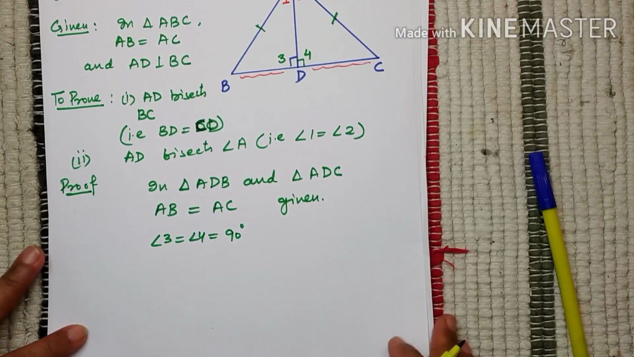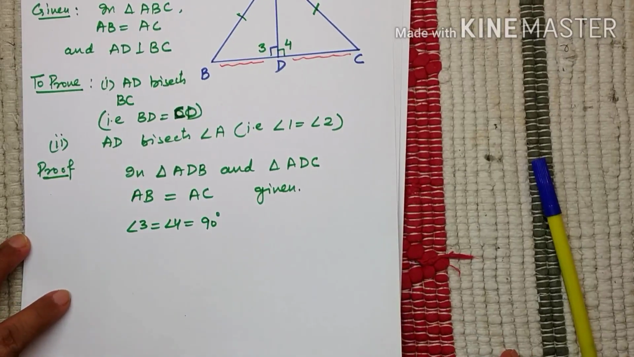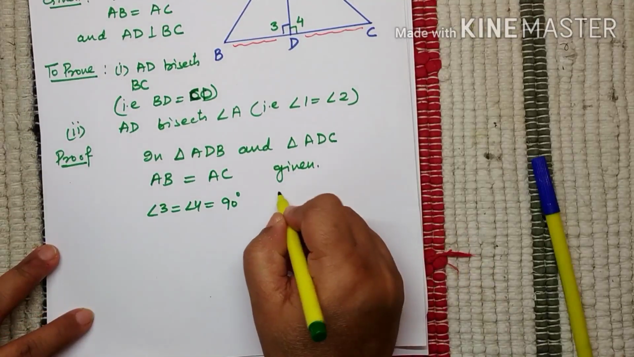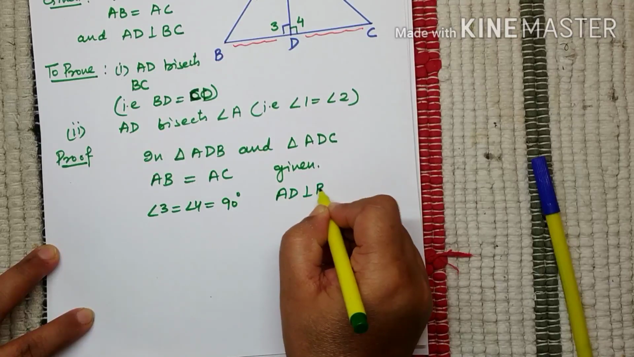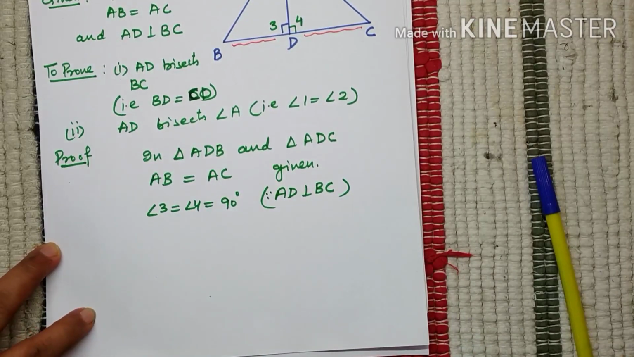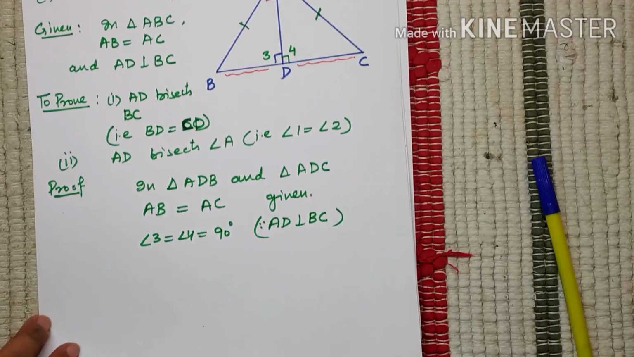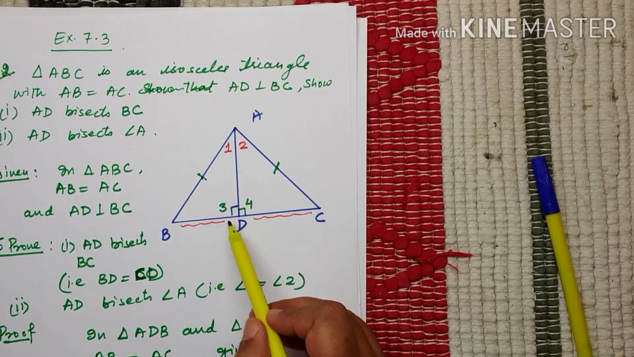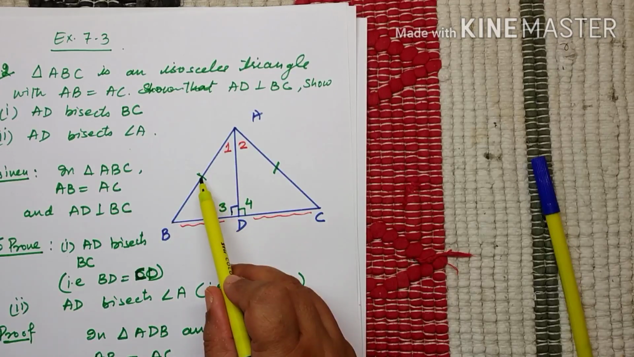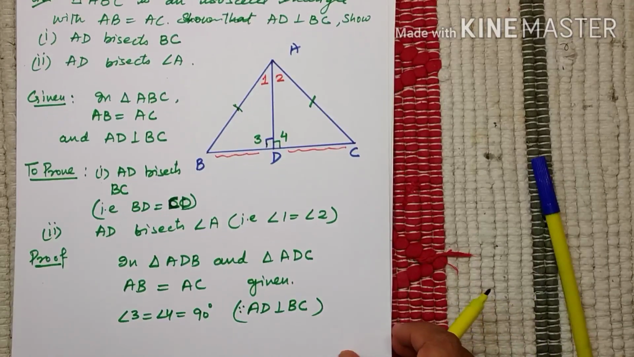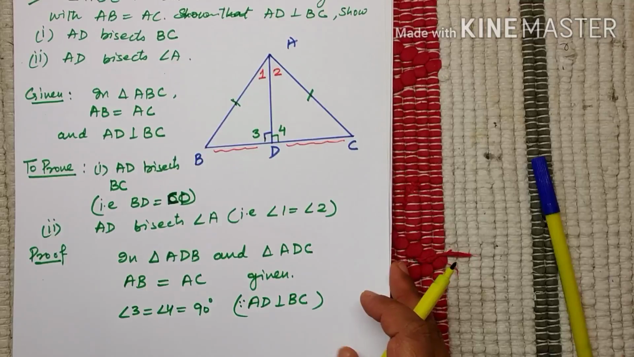Why is it 90 degrees? Because AD is perpendicular to BC. This is also given. Now we have one of these sides and this right angle, and you can see the side opposite to the right angle is equal. That means I have a right angle and I have a hypotenuse. So maybe we can use the RHS congruency criteria here.